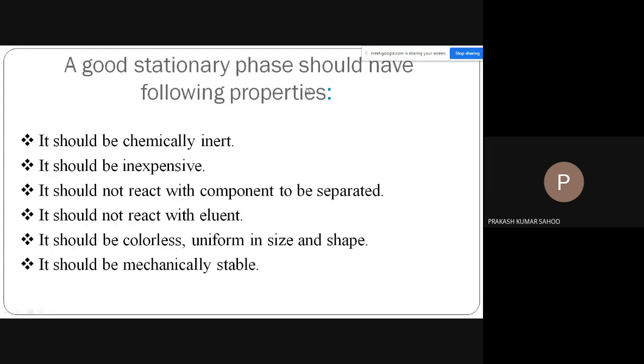And a good stationary phase should be chemically inert, economic, not react with the components or with the eluent, colorless, uniform in size and shape, and mechanically stable. So these are the things for a good stationary phase.